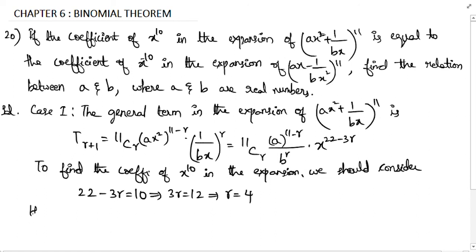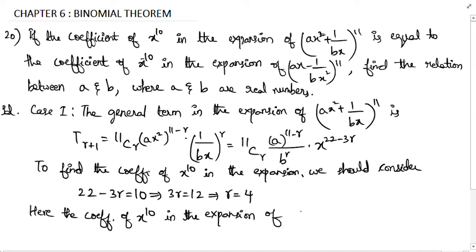Okay, so here the coefficient of x^10 in the expansion of (ax² + 1/(bx))^11 is equal to 11C4, because we got the value of r as 4. So 11C4 into a^7 divided by b^4.